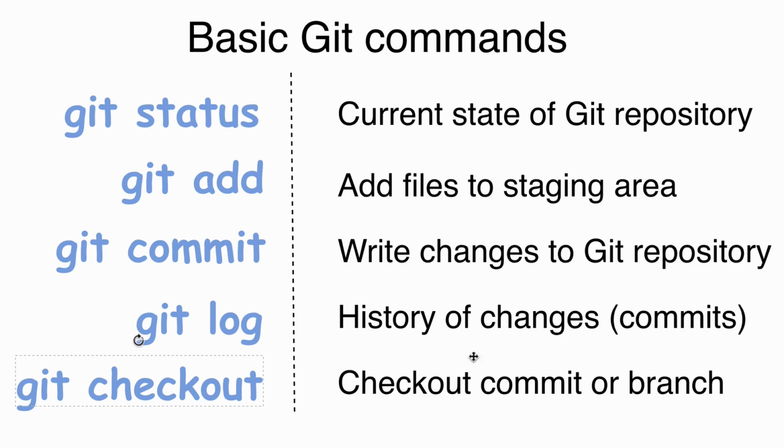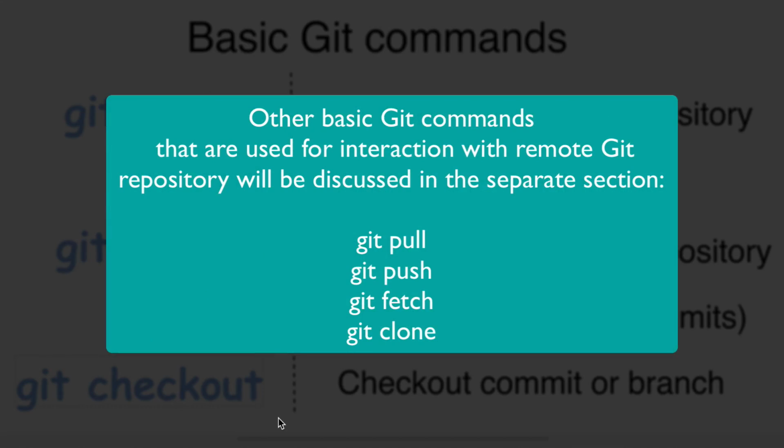Okay, we have made a short overview of basic Git commands. There are also several other commands that are used when you work with a remote repository. We will talk about such commands as git pull, git push, git clone, git fetch in a separate section, when we will talk about remote Git repositories and interaction between the local repository and the remote repository.